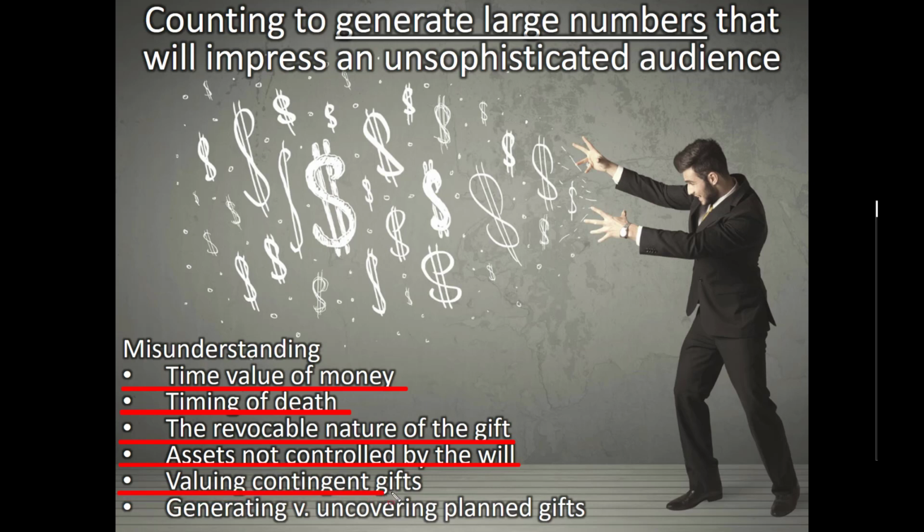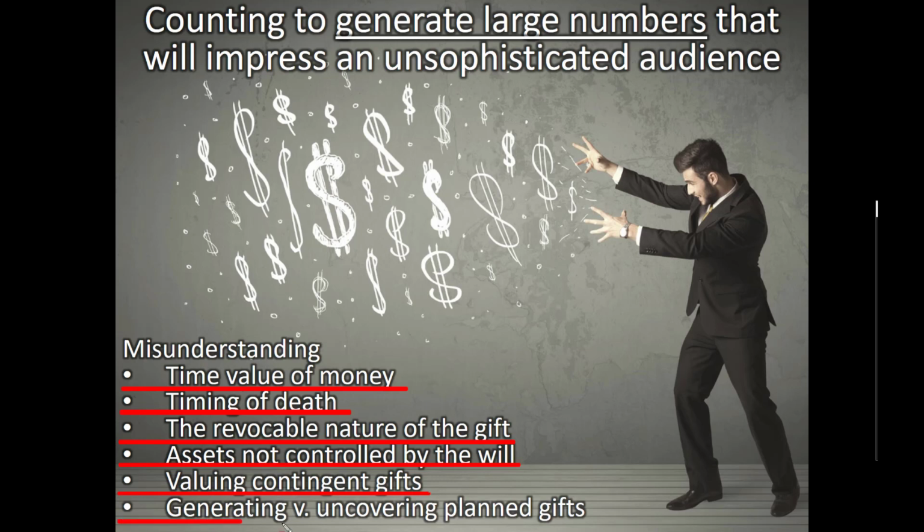There can also be a misunderstanding of valuing contingent gifts. The idea being that what is the value of, yes, we are named in the will, but only if the children predecease. And what is the relative probability of that? There's a misunderstanding of the value of that.